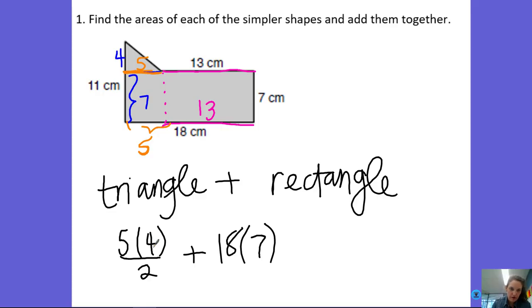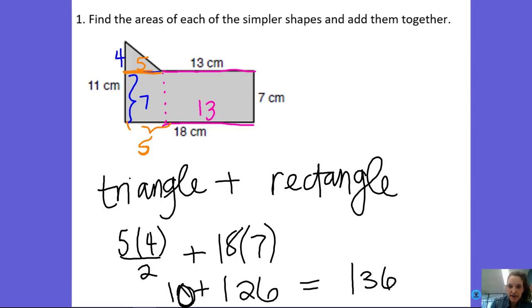So 5 times 4 is 20. Divided by 2 is 10. And then 18 times 7 is 126. So when I add those two areas together, the area of this total composite figure is 136 centimeters squared.